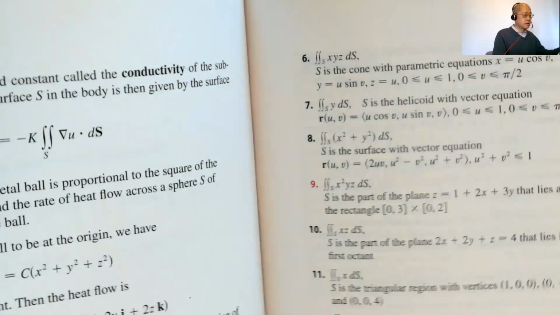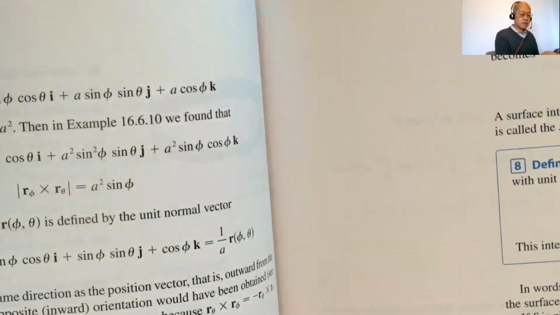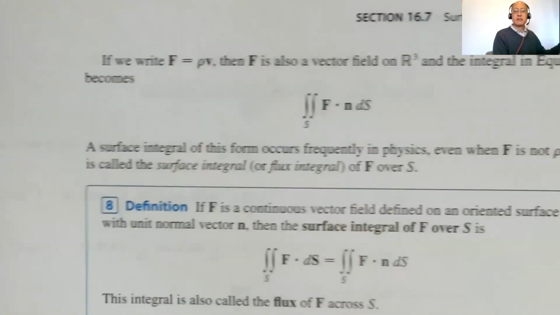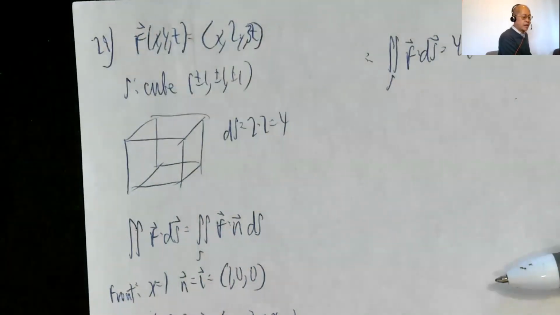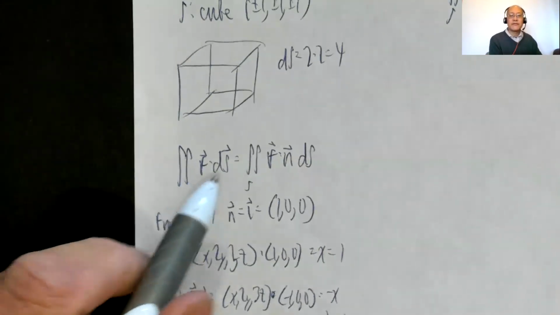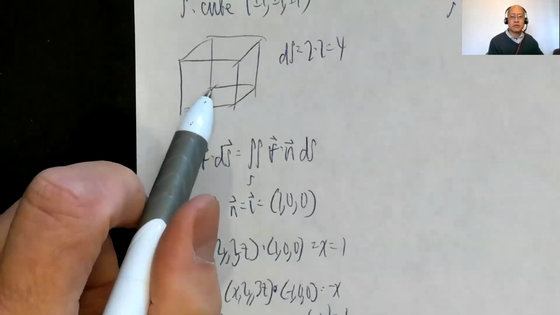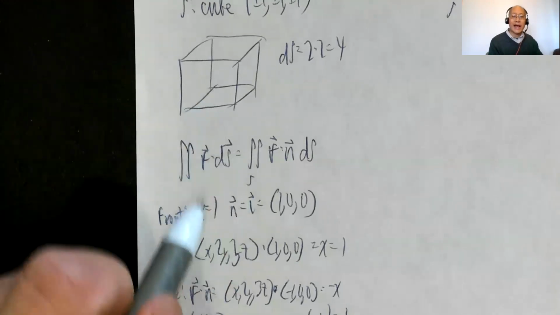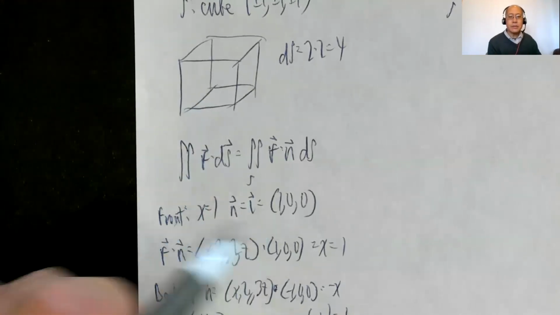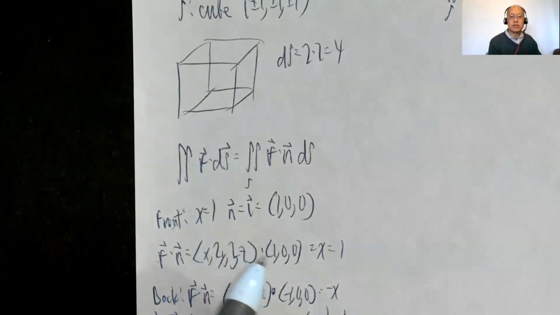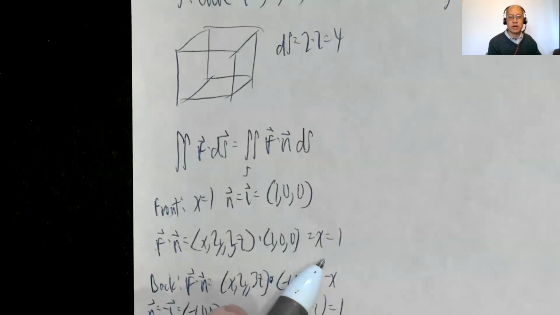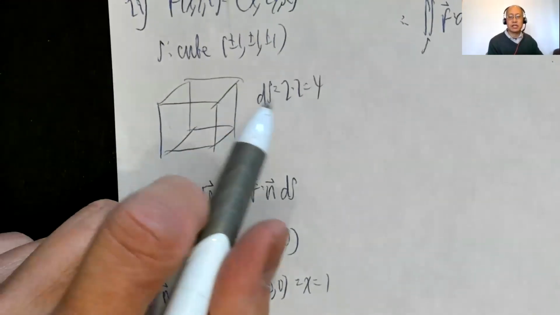I am doing this formula over here, because it's pretty easy to have the unit normal vector in a positive x direction. Okay, so F dot N dS. So the front is x equals 1. The unit normal vector going outward is i. So F dot N is (x, 2y, 3z) dot (1, 0, 0), which comes out to be x, which is 1. And by the way, dS for all of these is 4. They're all 2 by 2.